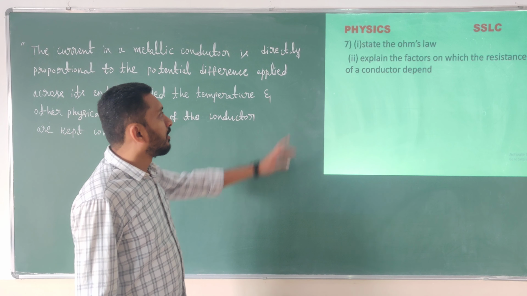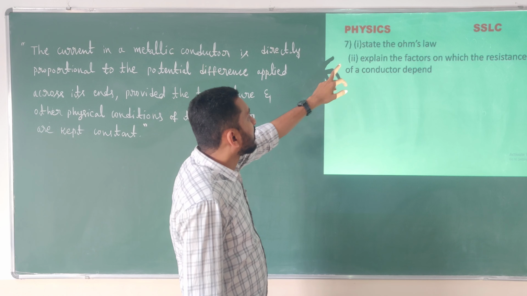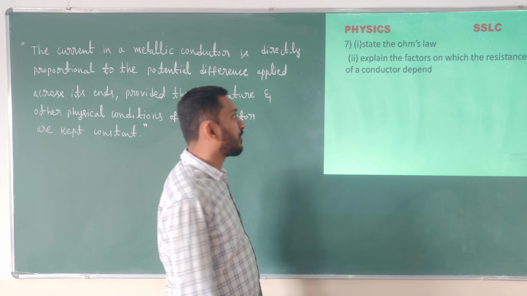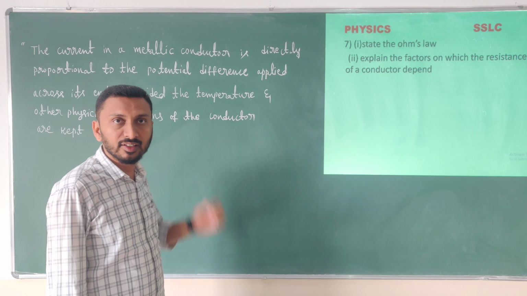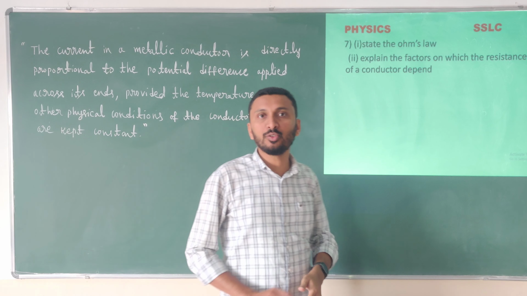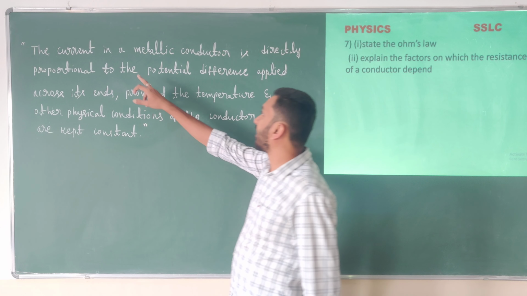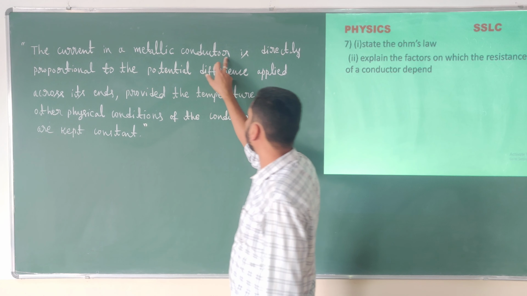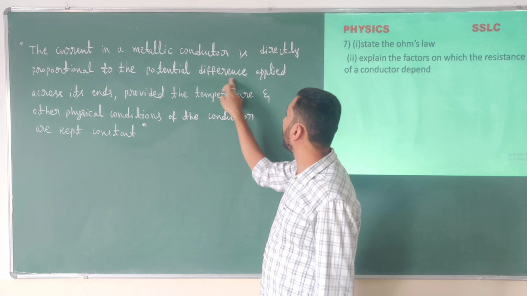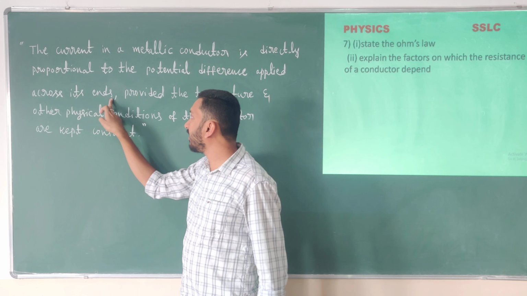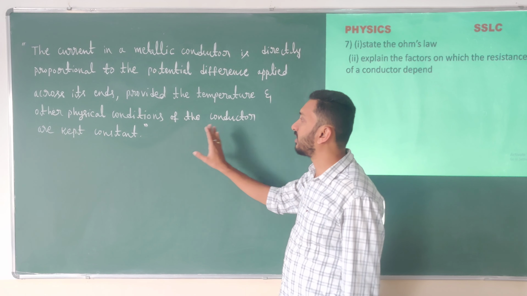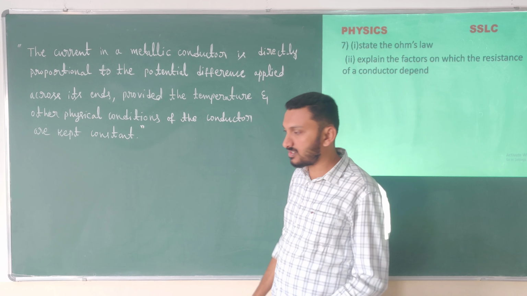State Ohm's law and explain the factors on which the resistance of a conductor depends. Here is the statement of Ohm's law: the current in a metallic conductor is directly proportional to the potential difference applied across its ends, provided the temperature and other physical conditions of the conductor are kept constant.